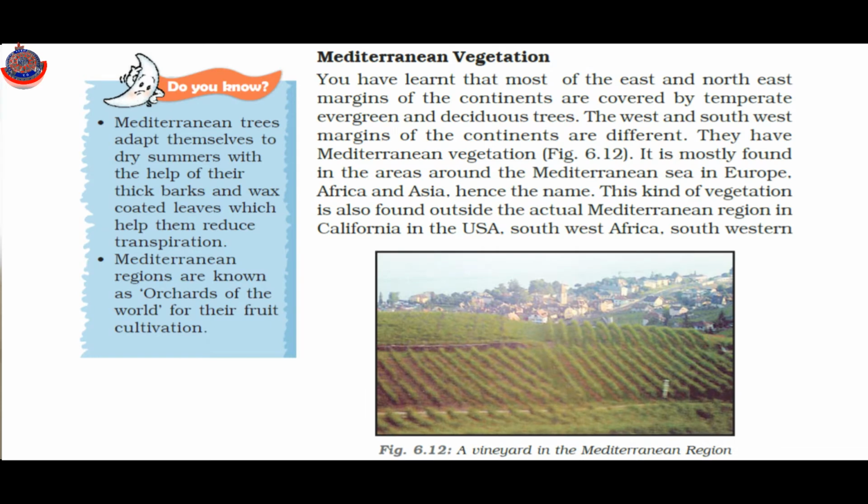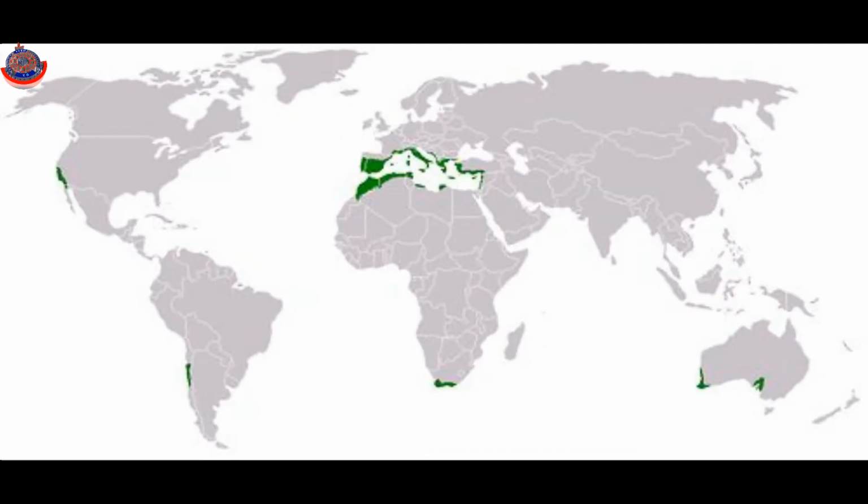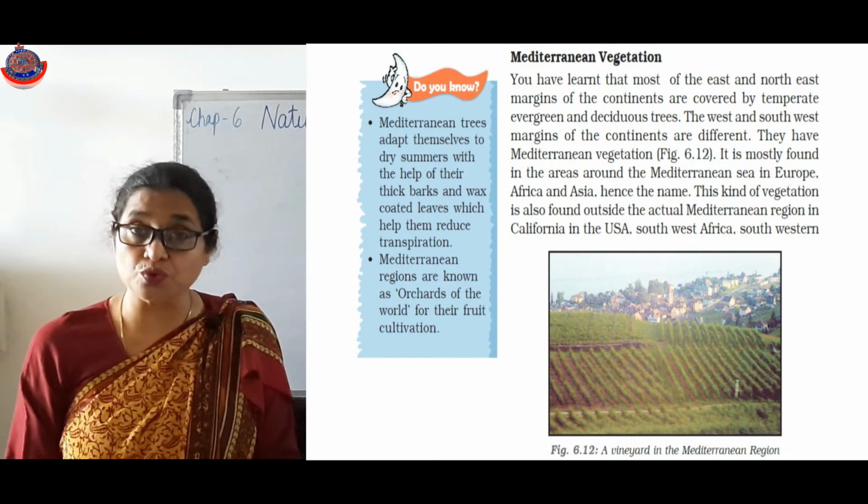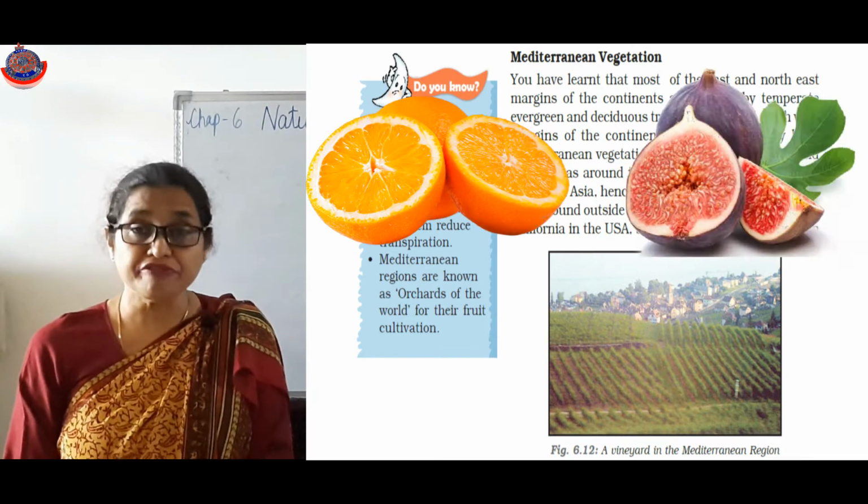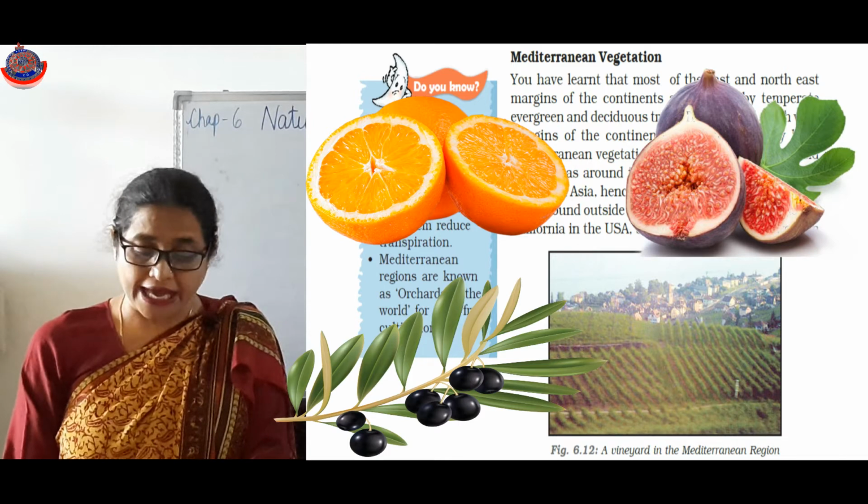This kind of vegetation is also found outside the actual Mediterranean region in California in the USA, Southwest Africa, Southwestern South America and Southwest Australia. These regions are marked by hot, dry summers and mild, rainy winters. Now we get citrus fruits like oranges, then figs, the olives and grapes.